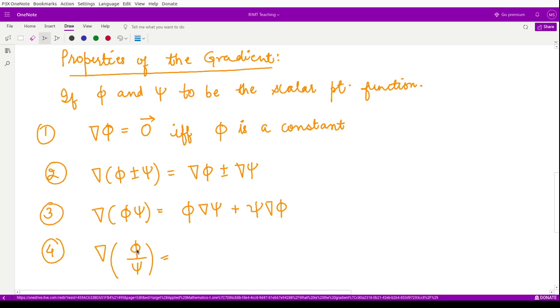Similar is the rule for the division of these two scalar point functions. That means del of phi by psi is equal to psi del of phi minus phi del of psi, divided by psi square.